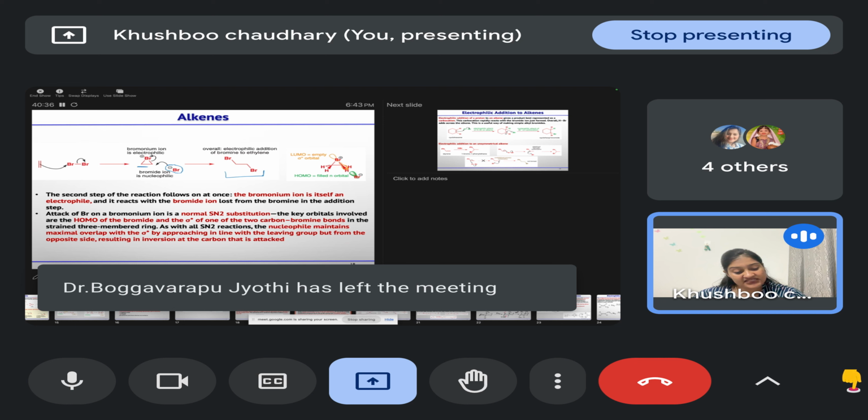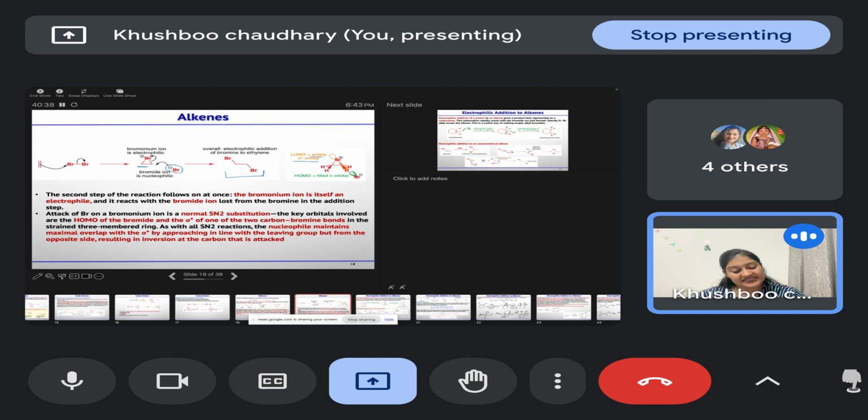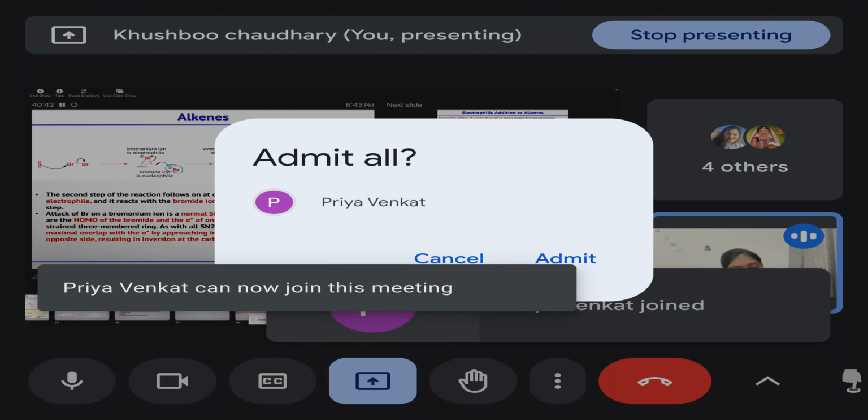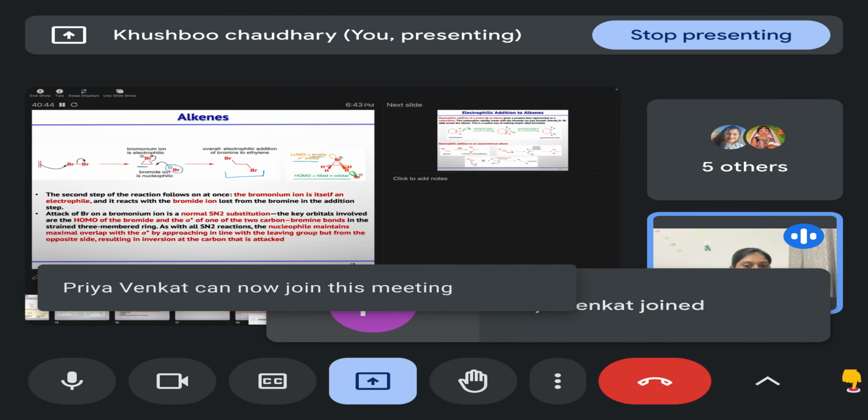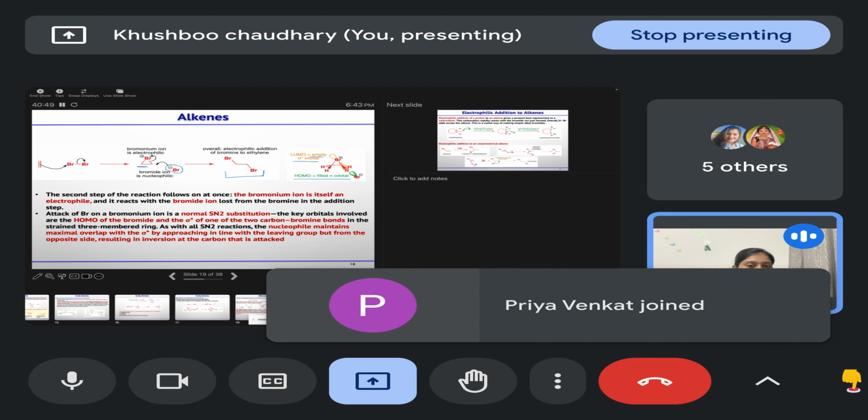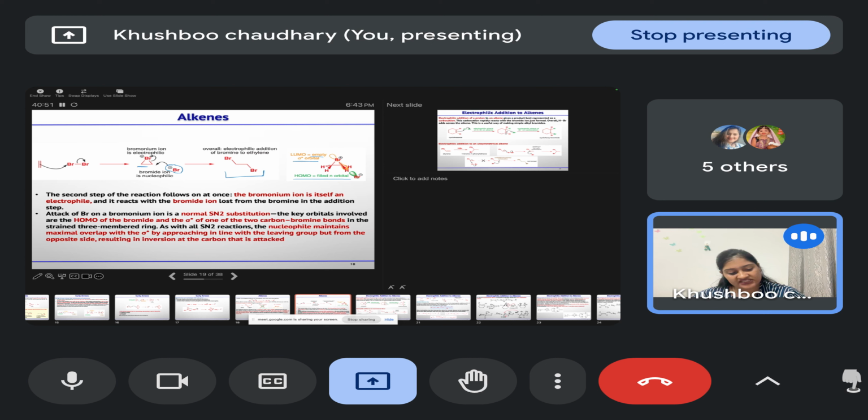So in this case, the LUMO is your empty sigma star orbital of that C-Br bond, and the HOMO is your filled n orbital, or filled lone pair non-bonding orbital, of the bromide ion. So in this way, this overlap will take place, or electrons will move from the non-bonding orbital toward the sigma star orbital of the C-Br bond, and the 1,2 addition product will form. And as it is an SN2 reaction, inversion of configuration will take place.